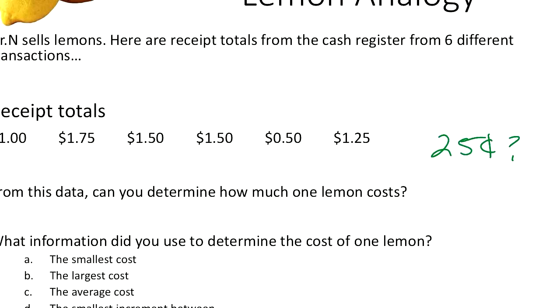So notice, what piece of information did we use to get that 25 cents? The smallest increment. Because some people might be thinking, oh no, what if a lemon is 50 cents? But would that work here? If a lemon was 50 cents, which receipt total would be all messed up? The $1.75, because that means this person bought 3.5 lemons? That doesn't make sense. Or the last person bought 2.5 lemons? That doesn't make sense. So it's not the smallest value that's important, it's the smallest increment.